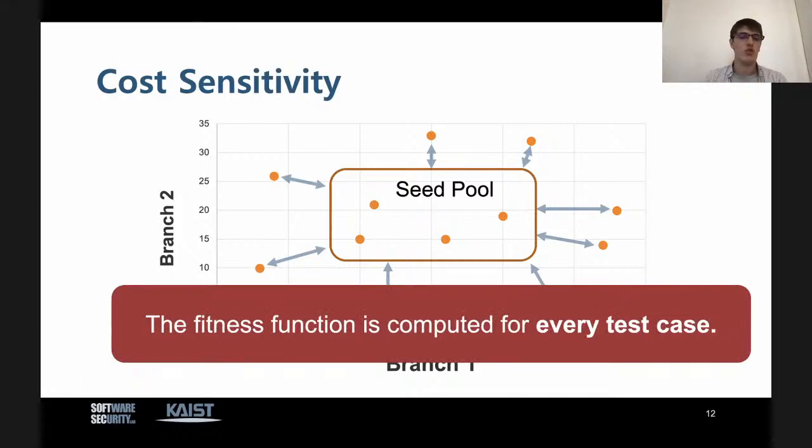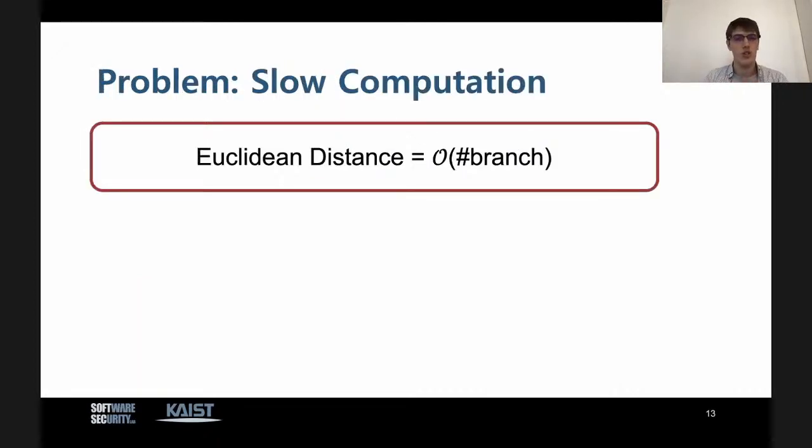Thus, if the fitness function is too slow, it is going to have a huge negative impact on the fuzzer. And sadly, the Euclidean distance is not practical. Why? Because the Euclidean distance cost is linear with the number of branches in our program. The more branches we have, the more costly the Euclidean distance is. And usually there are thousands or even tens of thousands of branches in the program we fuzz.